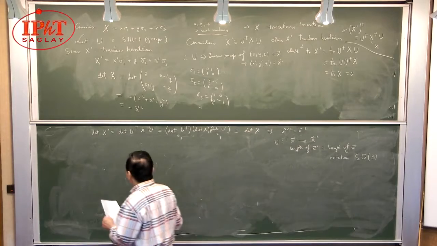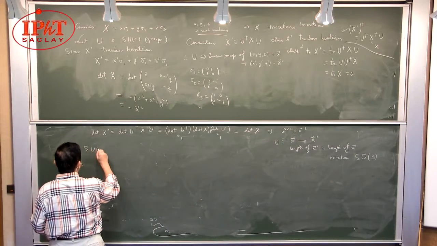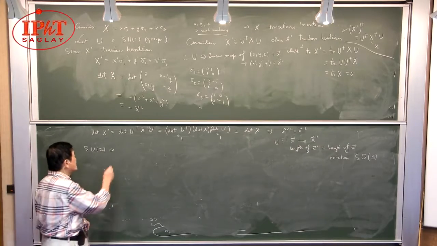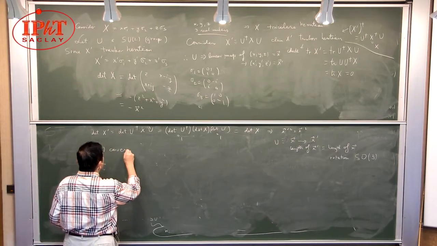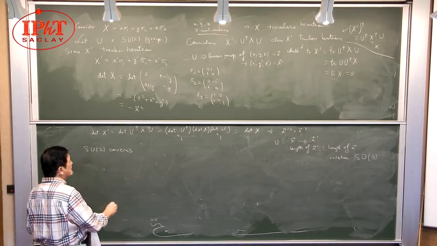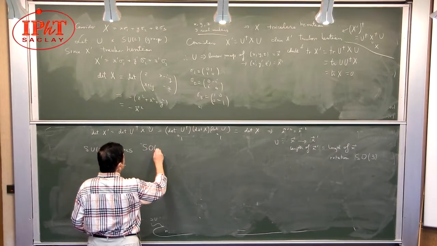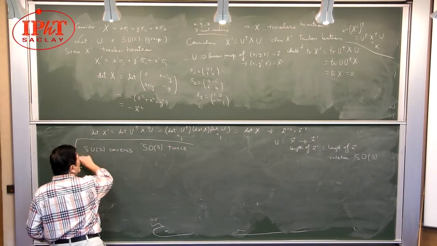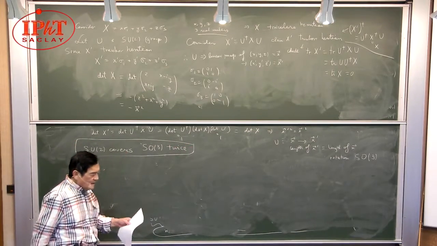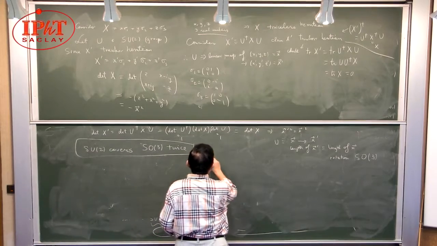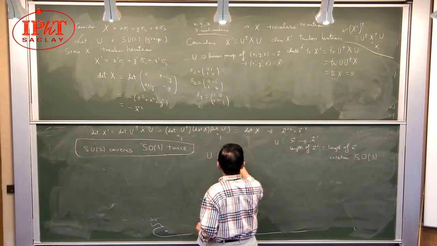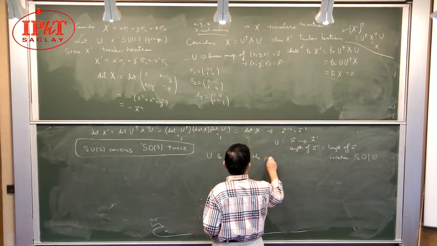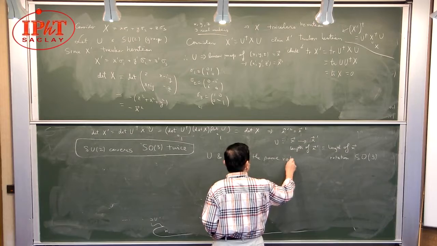Now comes the very famous remark, that SU2, on the other hand, is not equal to SO3, the group, but rather SU2 covers SO3 twice. And what does that mean? That means U and minus U give the same rotation.